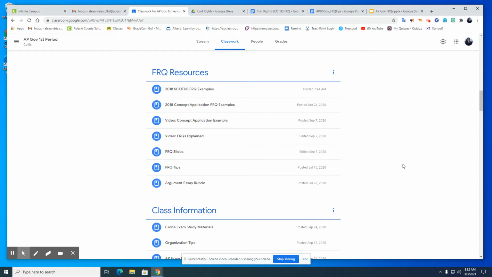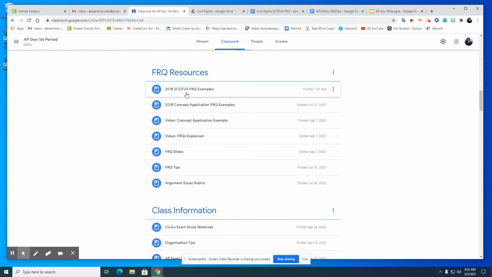Before I go over that, I wanted to make sure that you are aware that there is an FRQ resources tab on the Google Classroom. So you can see the different examples. You can pull up the slides that explain the different types of questions, as well as the task verbs. You can look at tips.